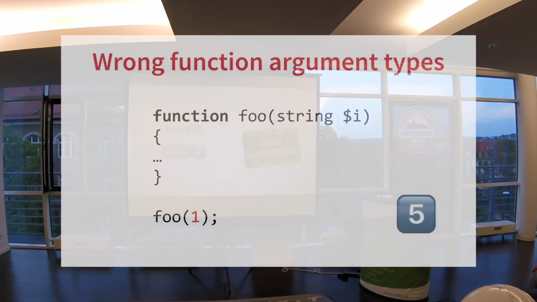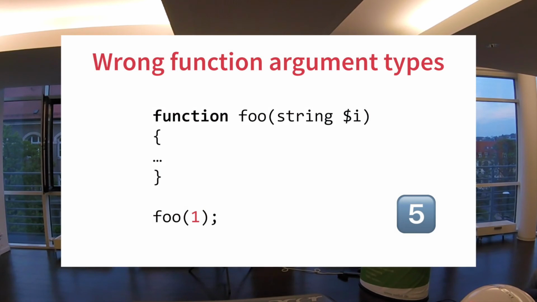So until now, PHPStan only checked numbers of arguments passed to function and methods, but on level 5, as you can see in the right corner, it's also checking types passed to function and methods. So if we want a string and we are passing an integer, it will tell you about it, and it will of course show a lot of errors in your existing code.